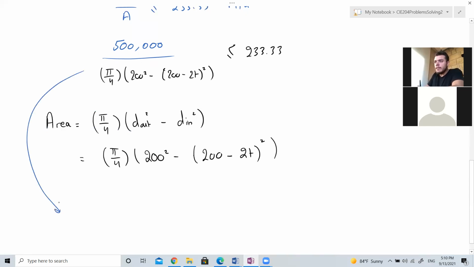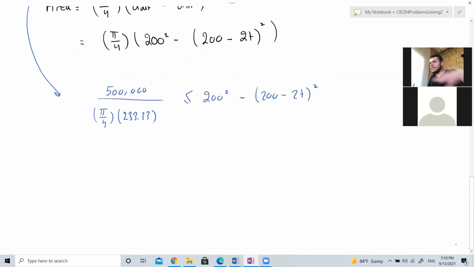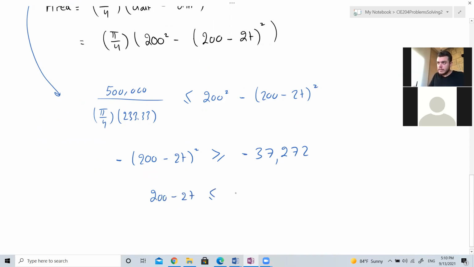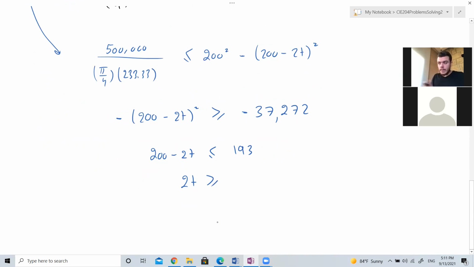And from this we can see that 500,000 divided by pi over 4 times 233.33 is less than or equal to 200 squared minus 200 minus 2t squared. مظبوط أو لا؟ مظبوط. بيطلع معك إنه minus 200 minus 2t squared is greater than or equal to minus 37272, and therefore 200 minus 2t is less than or equal to 193, and therefore 2t is greater than or equal to 7, so t should be greater than or equal to 3.5 millimeters.